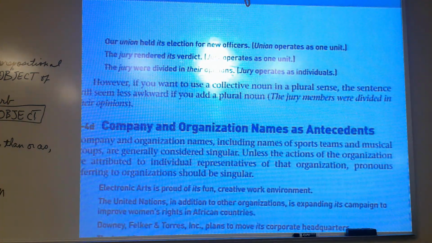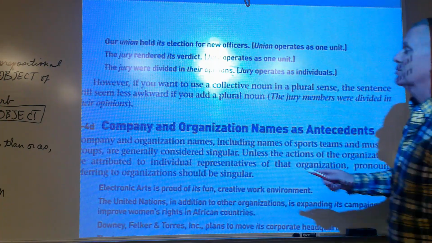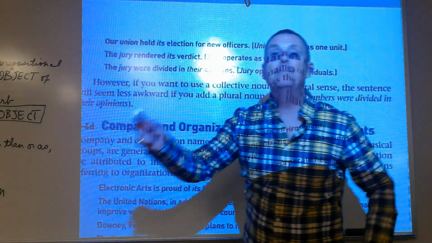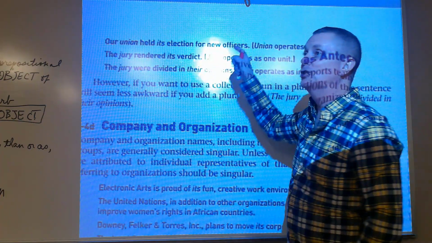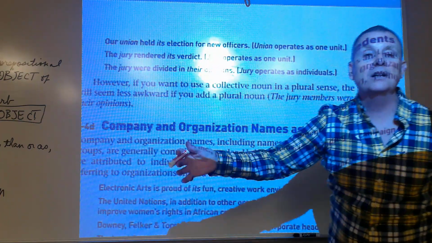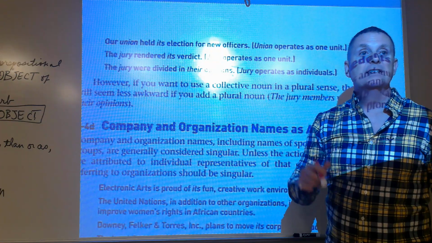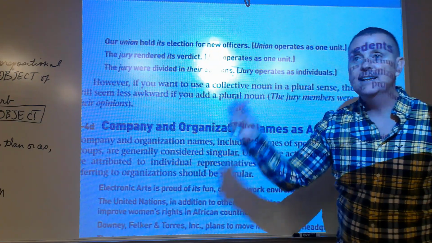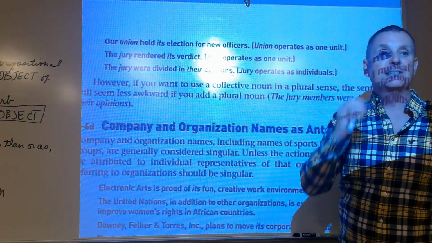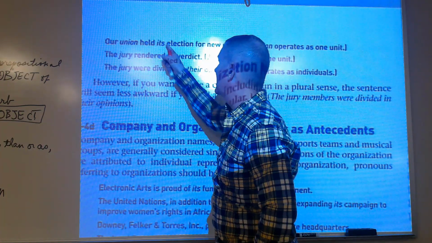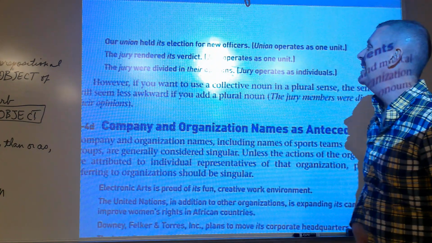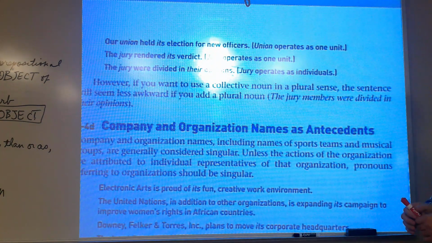Our union held its election for new officers. So union is a group of people acting as one group. It held its election as a unified or collective noun. Since it's collective, as one group that did this, then we're going to use a singular pronoun to refer to it, and it's in the neuter gender, which is its. Our union held its election for the new officers.